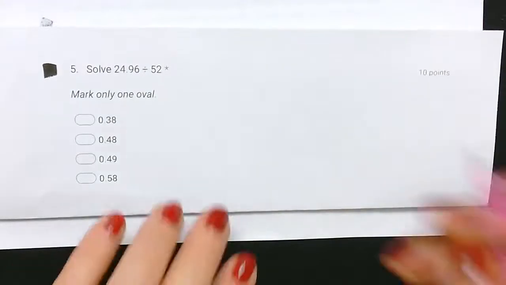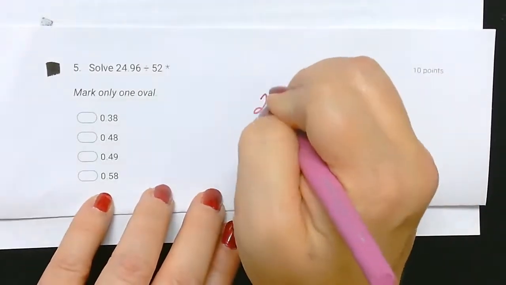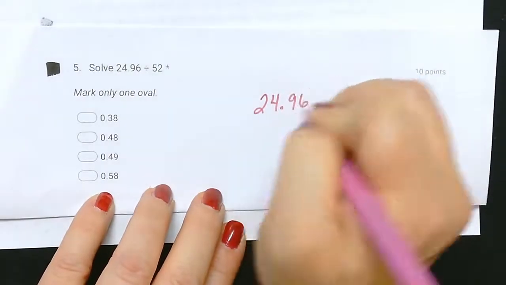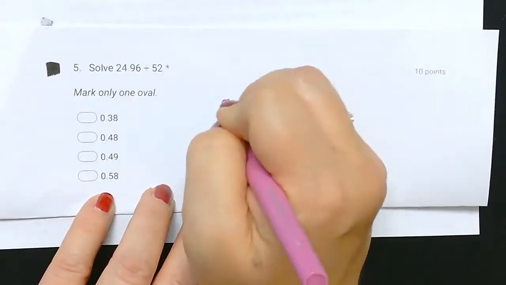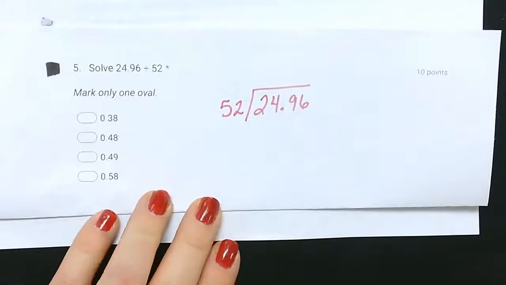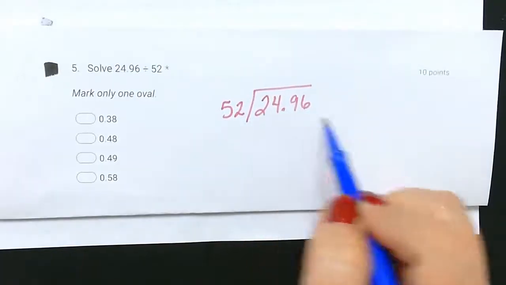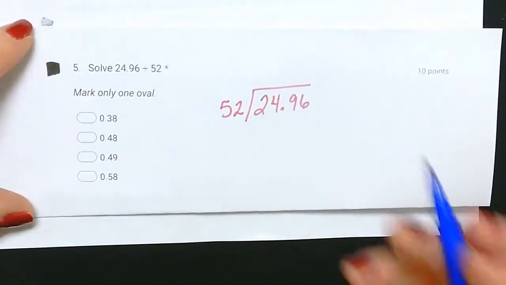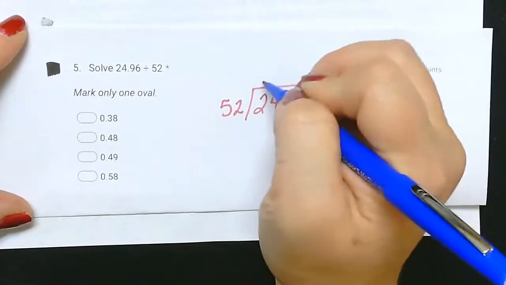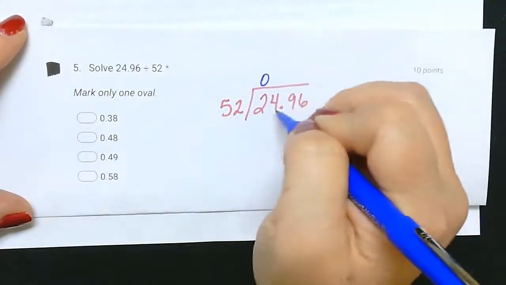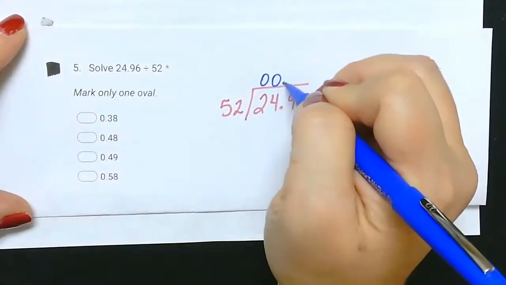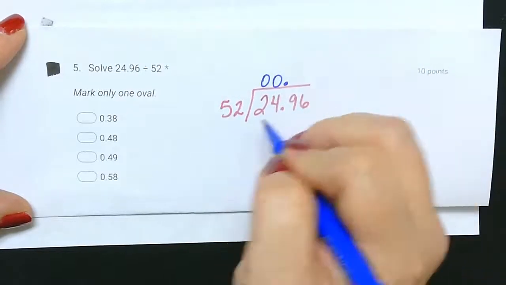Question 5 says to divide 24 and 96 hundredths by 52. So I'm going to set up my division here. I can already tell that 52 is bigger than my 24, so my answer is probably going to end up being a decimal. So 52 can't go into 2, and it also can't go into 24, so I know my answer is just a decimal.